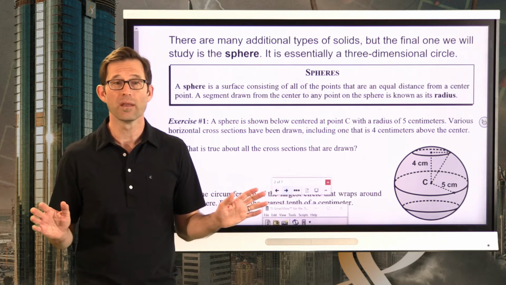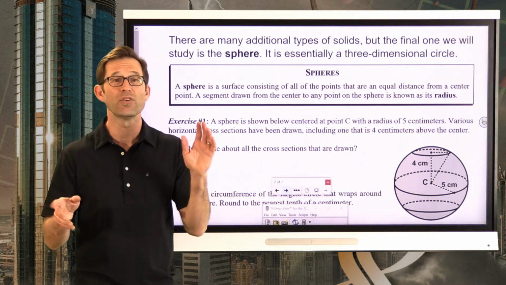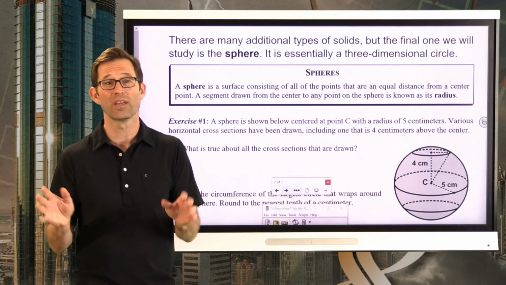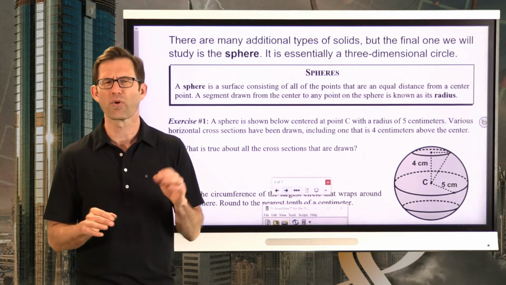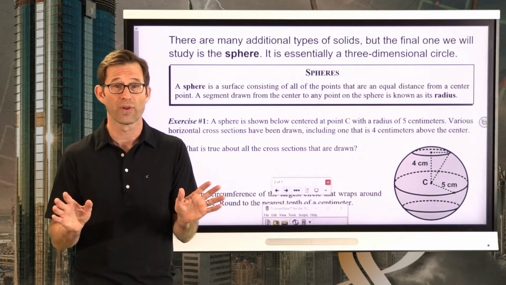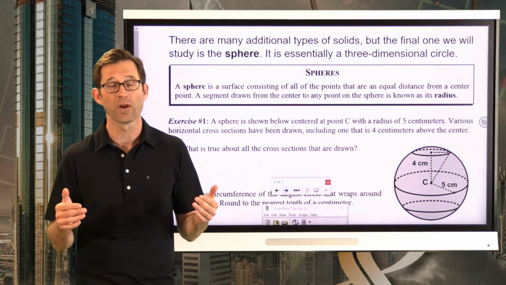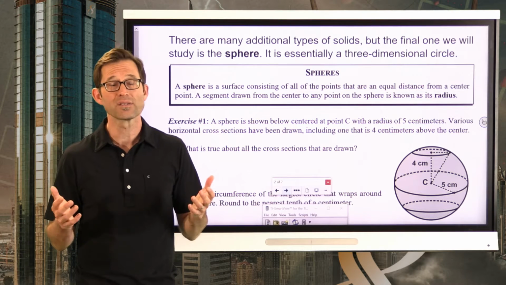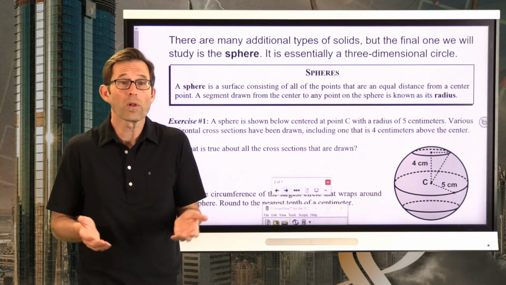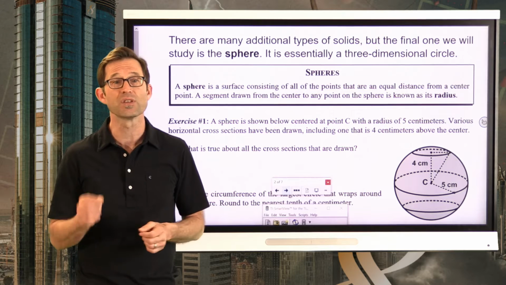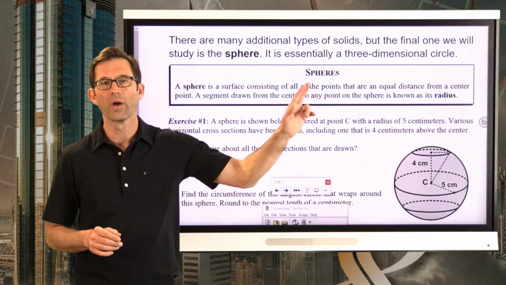Now, there are many additional types of solids. I mean, there are so many out there: dodecahedrons, icosahedrons, tetrahedrons, lots of things with hedron at the end of it, hyperboloids, paraboloids. There's all sorts of stuff out there, okay? But the last one that we're going to look at in this course is the sphere. And honestly, essentially, a sphere is a three-dimensional circle. You more or less live on a sphere. I mean, the Earth isn't quite spherical, but it's pretty darn close.